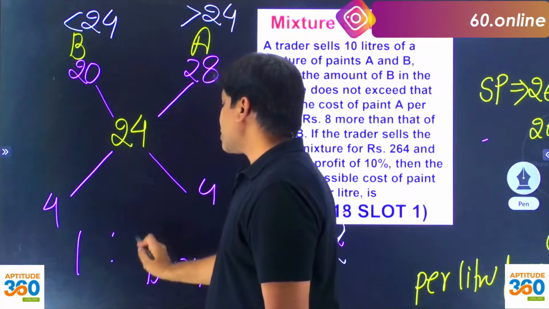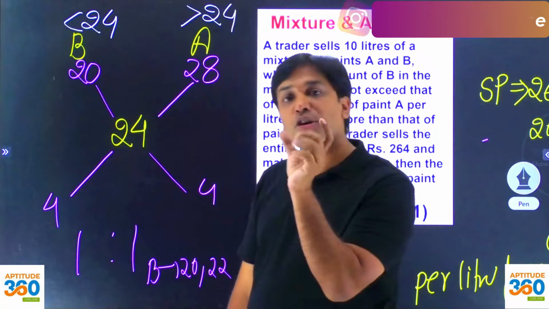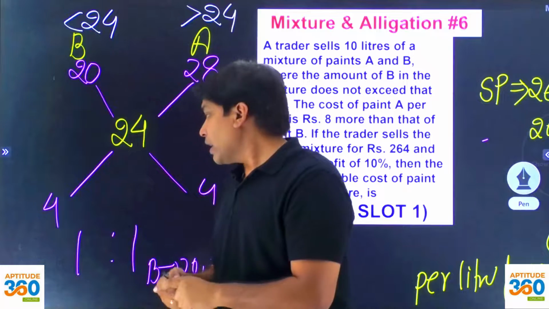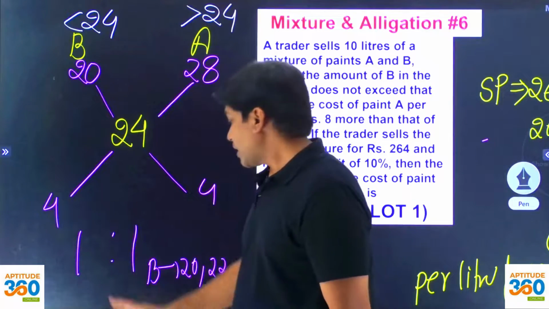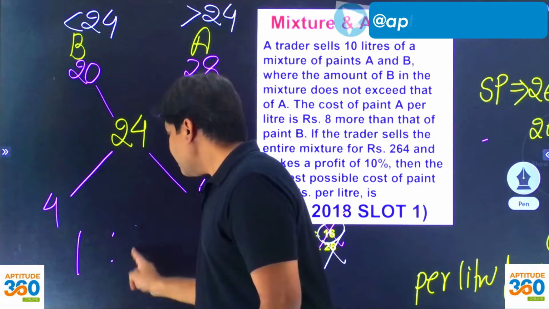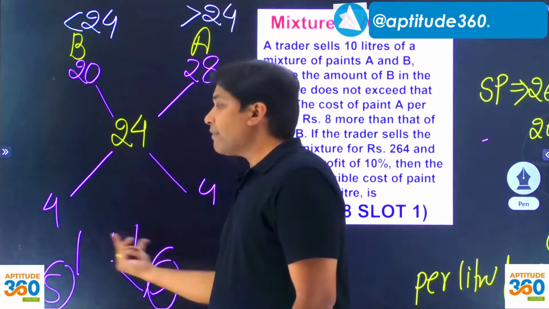So this is 1:1 ratio. What is the meaning of saying 1:1 ratio? The meaning of saying 1:1 ratio is the quantity of A and B will be the same, which is 5 liters of A and 5 liters of B. यही हुआ ना भाई, 5 liters of A and 5 liters of B. ये कैसे हो गया, हाफ एंड हाफ.